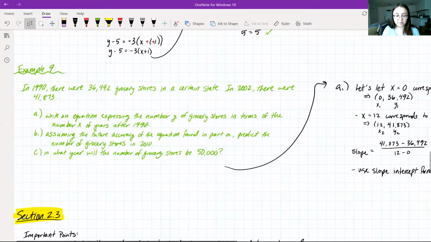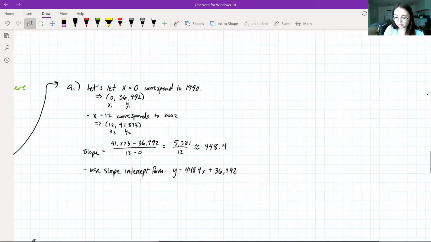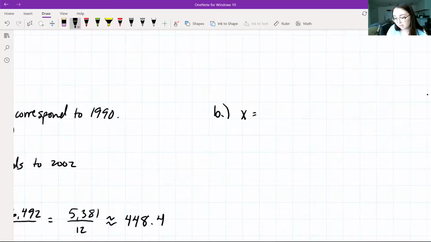And what we want to know for part B here is, assuming the future accuracy of the equation found in part A, so we're assuming that this equation is going to be accurate, we're going to predict the number of grocery stores in 2010. So 2010 in terms of x is going to be x equals 20. So we just need to solve for y if we set x equal to 20. So let's move over a little bit here and start with B. So x equals 20 corresponds to 2010.